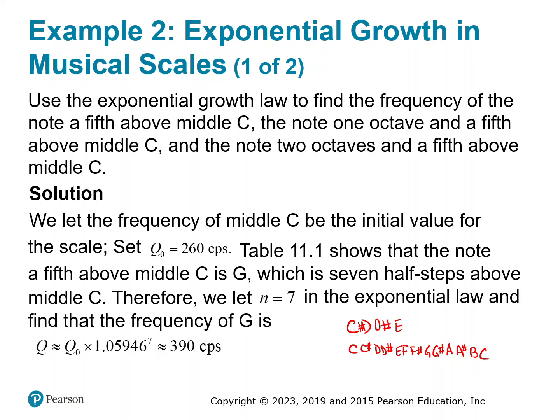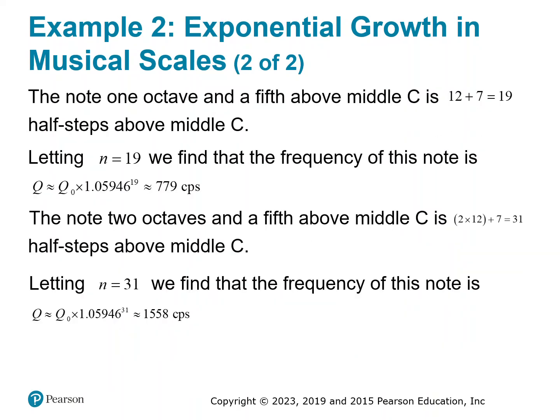So if we go a fifth above middle C, that's 1, 2, 3, 4, 5, 6, 7 steps to get to the G. So we let n equal 7, and that's how we get the value. We ask it to move a fifth, so we always reference the table for this section to make sure which one you're looking for.